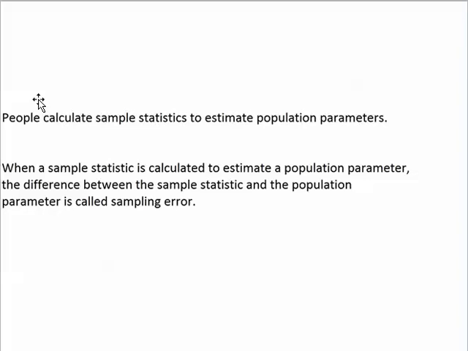Whenever you calculate a sample statistic to estimate a population parameter, the sample statistic is likely to be at least somewhat different than the population parameter. In other words, the sample statistic is likely to be at least a little bit off target. That's because basically no sample is perfectly accurate. Whenever a sample statistic is calculated to estimate a population parameter, the difference between the sample statistic and the population parameter it's estimating is called sampling error. Sampling error is just the amount that a sample statistic is off target.